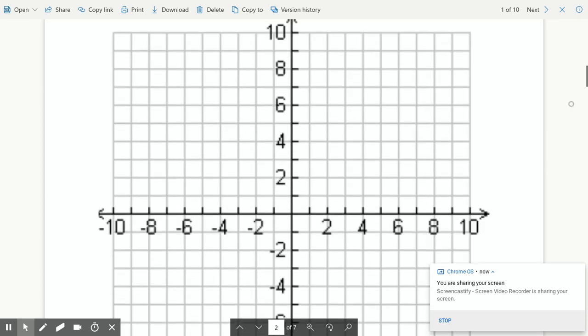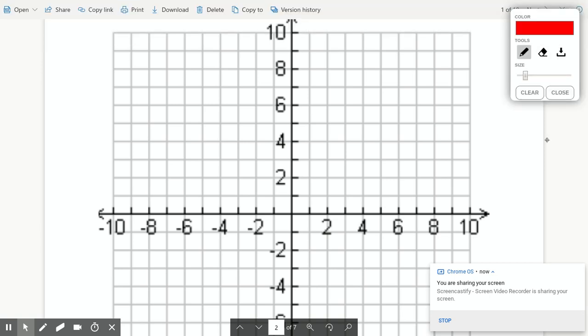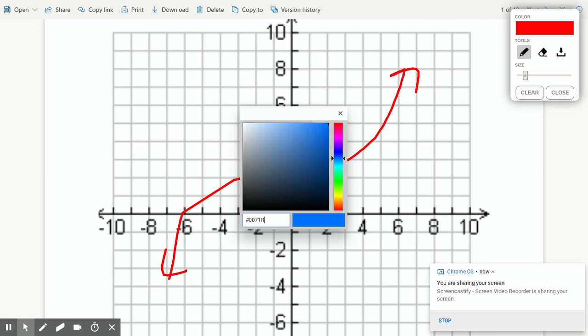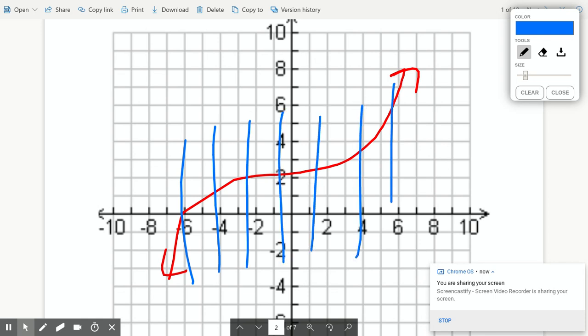So if I have a graph, something that looks like a function would look something like this. This is an example of a function because it passes the vertical line test. The vertical line test states that no matter where I draw a vertical line, it's only going to intersect one point. So this is a function because it only intersects one point at any time I draw a vertical line.